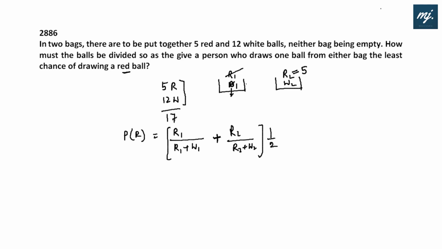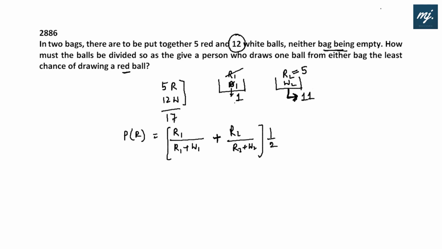Why? Because if we assign maximum white balls to it, then the probability of getting red from the second bag will start increasing. So to make this probability of red from the second bag to be again minimum, we should make sure that we have got maximum number of white balls along with the red balls, isn't it? And we have got 12 white balls. Maximum number of white balls that can be along with this red ball in this particular bag is 11, because neither of the bag is empty.